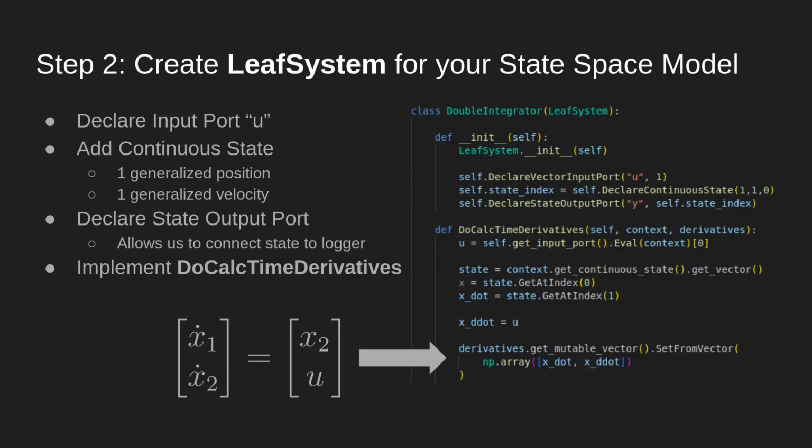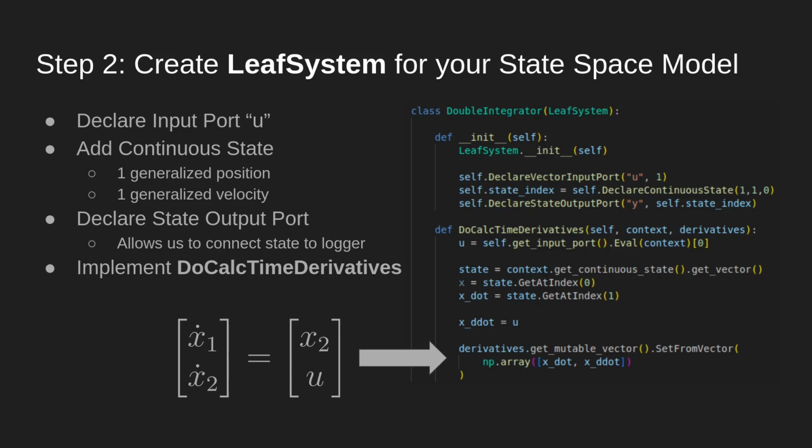Okay, now let's create our LeafSystem. We create a new class called DoubleIntegrator, which is derived from the LeafSystem class. In our constructor, we create an input port u of size 1, meaning that u is a vector of length 1. We declare a continuous state, which represents x1 and x2. We specify that there's one generalized position, x1, and one generalized velocity, x2. Then we declare a state output port called y, which just creates an output port and assigns the state vector x1, x2 to the output port for us automatically.